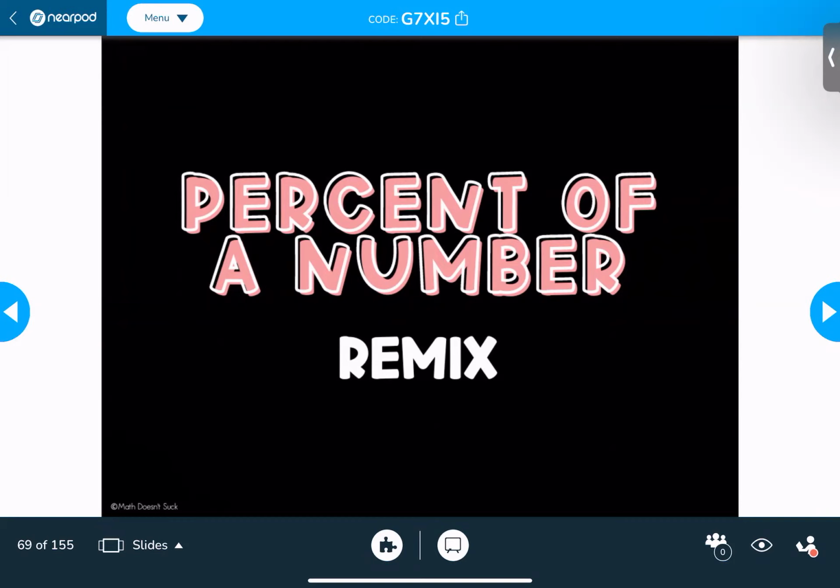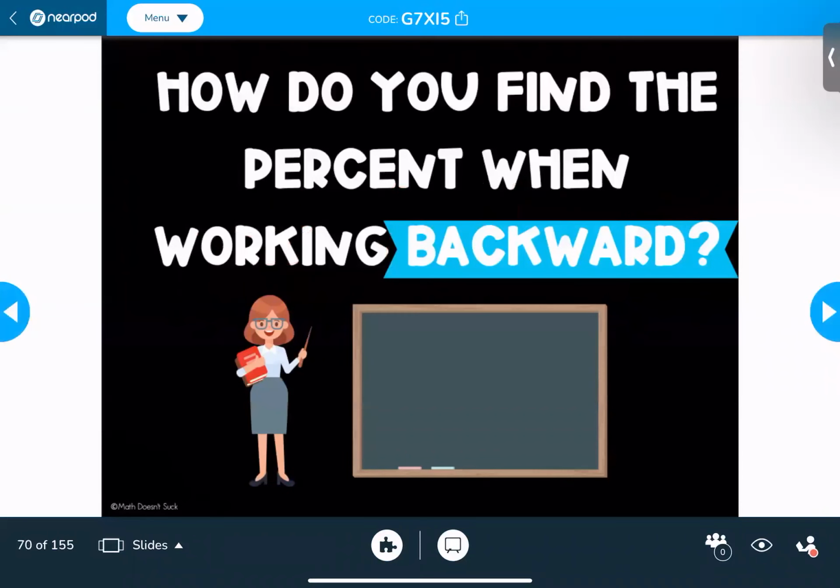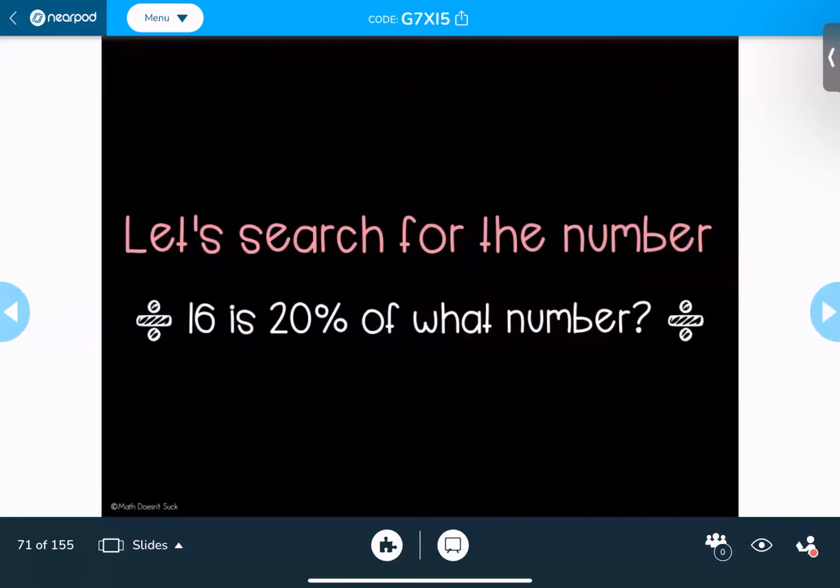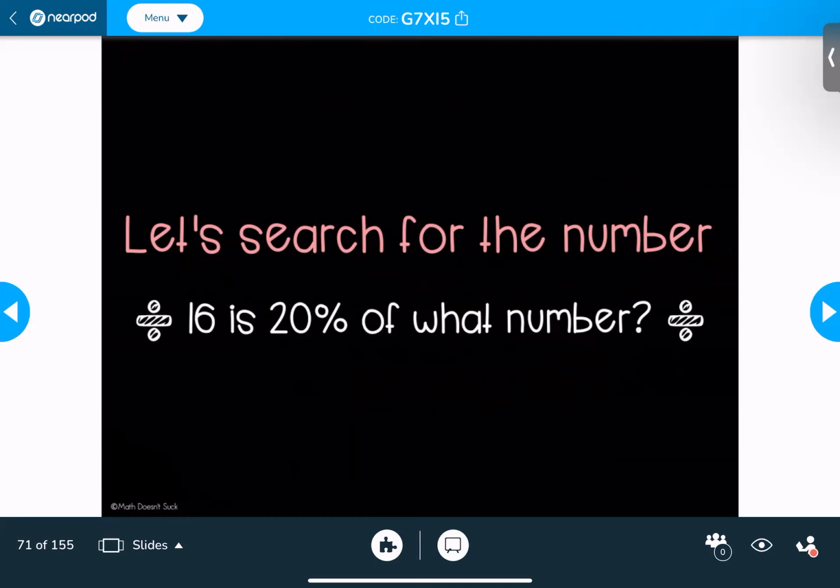All right, so the second way that we were looking at percent of a number was almost backwards. Instead of just being given the percent and the number and solving them, we're being given different pieces of it and finding what's missing from our equation. So the first style of question that we would get is 16 is 20% of what number? So we're being given the answer and the percent, and we have to find the number.